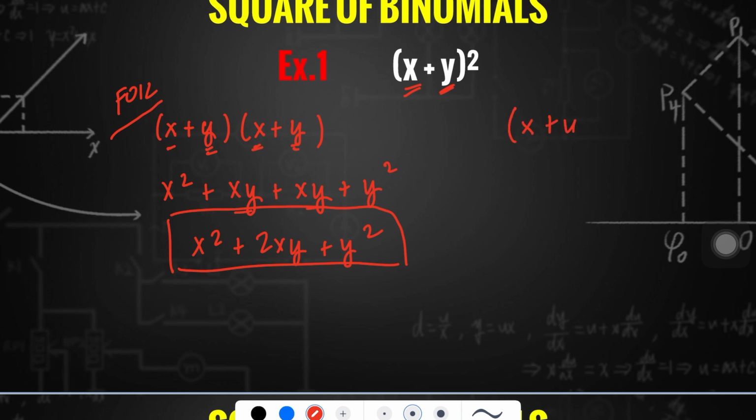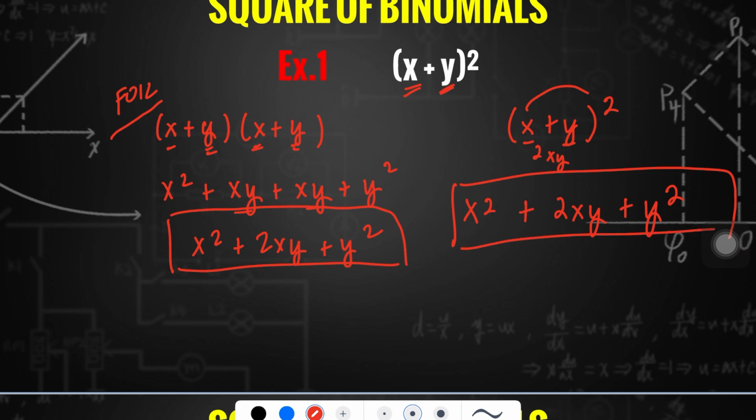x plus y squared. So I'm going to square the first term, x squared. And then I'm going to multiply the first and the last term, x times y, xy. And then we said multiply by 2. So we have 2xy. And then finally, we square the last term, y times y, y squared. And that's your final answer using the second method. As you can see, you've got the same answer as the one done with the FOIL method.